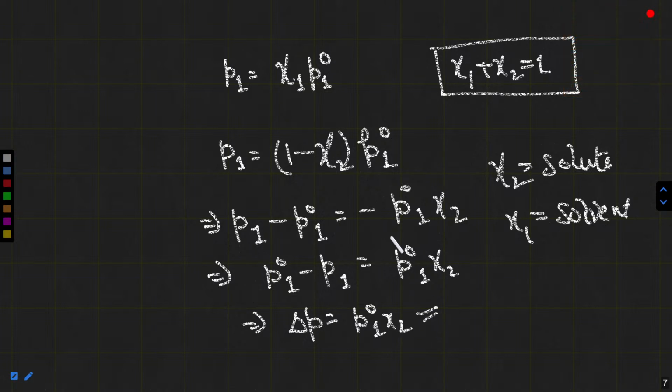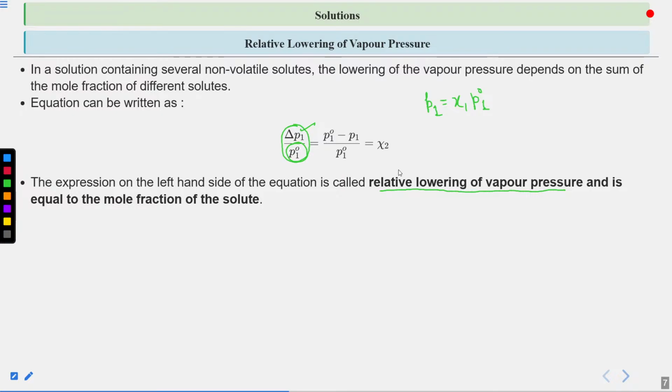I hope it is clear to all of you now, whoever has missed this part. Now we got this relation here. I have just multiplied this P naught 1 on the left hand side to get this final equation. Now why is it called relative lowering? Because our vapor pressure has been decreased by delta P amount, and if we try to find this value in relation with this P naught 1, then we call it relative lowering. This is lowering and this whole term is relative lowering.